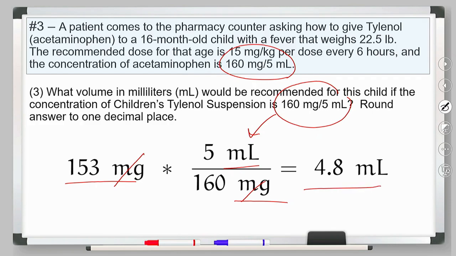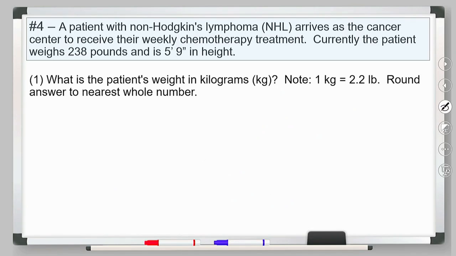Okay? So I would say this one is an important one and is as straightforward as most weight-based dosing ones are. The remaining questions, 4, 5, and 6, are really very similar. But instead of telling you milligrams per weight in kilograms, it's milligrams per meter squared.